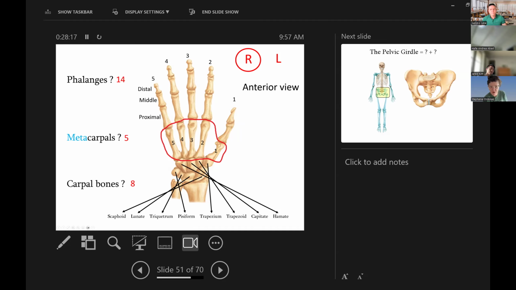Number 5, metacarpal. Metacarpal. Sorry. This bone right here. You guys see it? Right here.